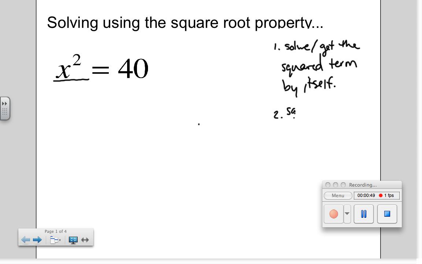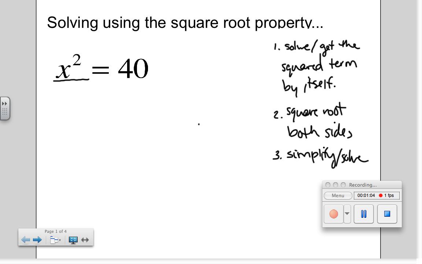Then step 2, square root both sides. And then you simplify and solve. This is not a very complicated thing. I just want to go back over it with you so that we are all squared away for the test. So, here we go. First step, square root both sides.